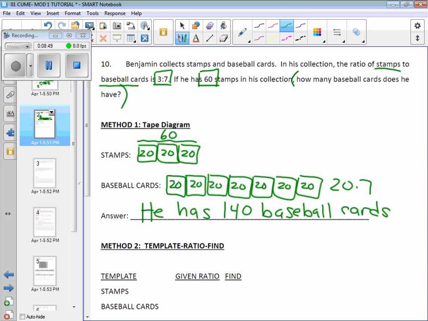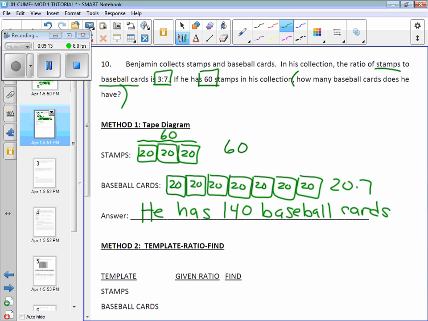And there's 2 other directions that a question like this can go in, and I'll just briefly bring it up. They may also ask, what's the total amount of baseball cards and stamps combined? And if they ask that, you've got to take the 60 stamps that we have here, and our answer for that then would be 200, because we've got to add it to 140.